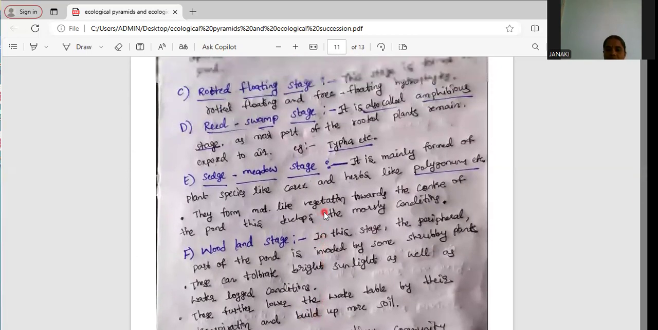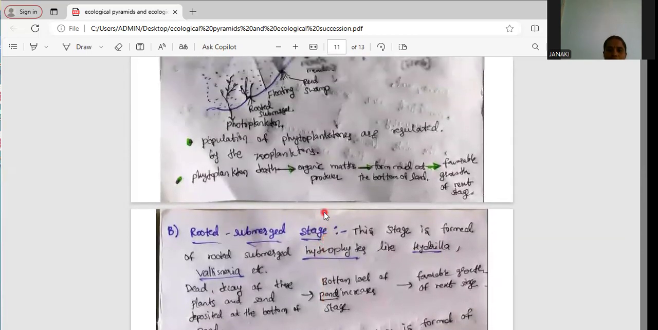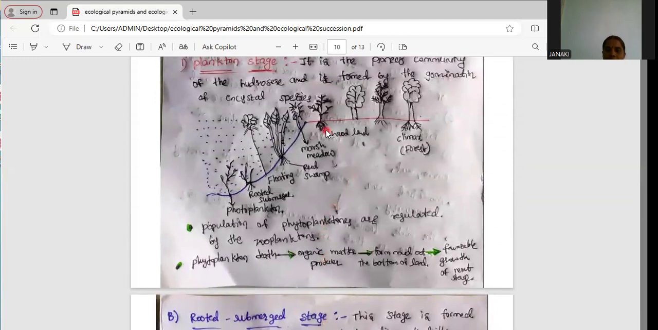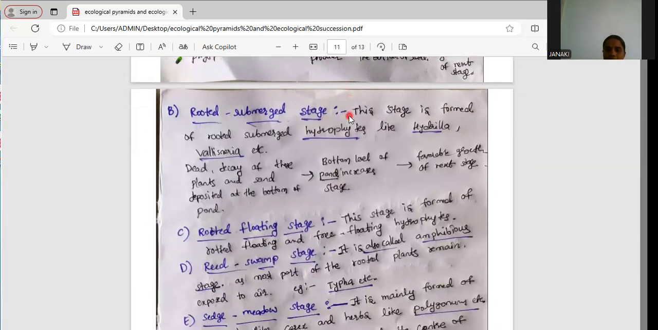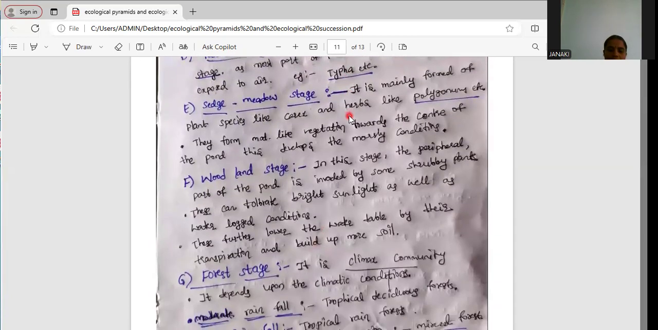Woodland, forming the soil and developing the trees. Last one is the forest stage.